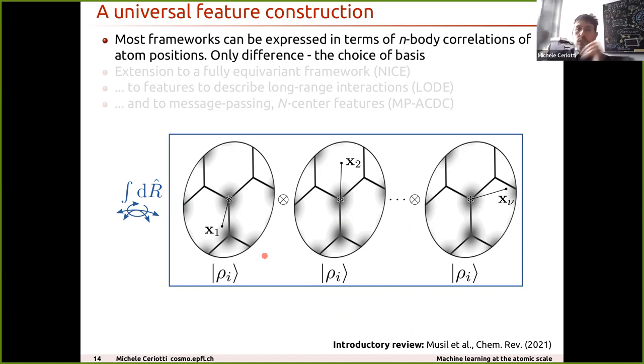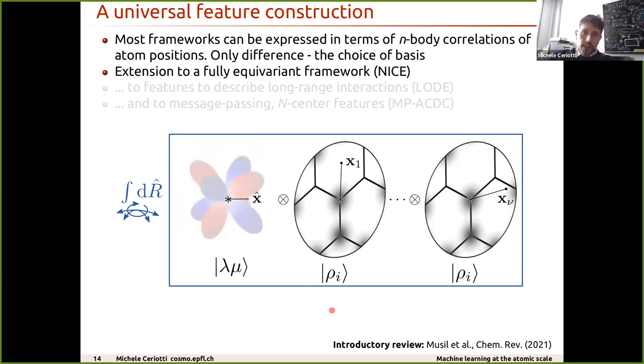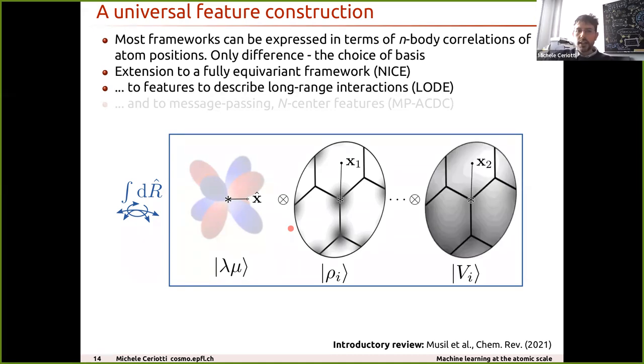But basically, all of these representations that I've put as the leaves of this tree can be seen as n-point correlations of the atom density, centered and projected on a particular choice of a basis set. And you can generalize this construction not only to build descriptors that are symmetric with respect to symmetry operations, but also that are equivariant. I will tell you a little more about what equivariant means in a few slides. You can also generalize this construction to build descriptors that go beyond a purely local representation, which is of course very important if you want to learn something long range.